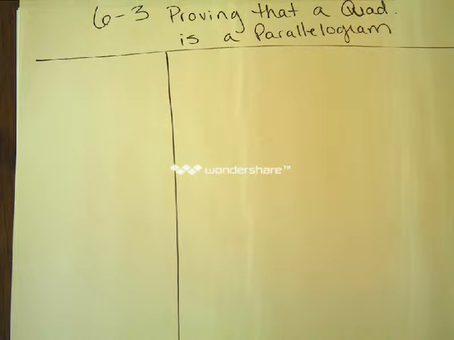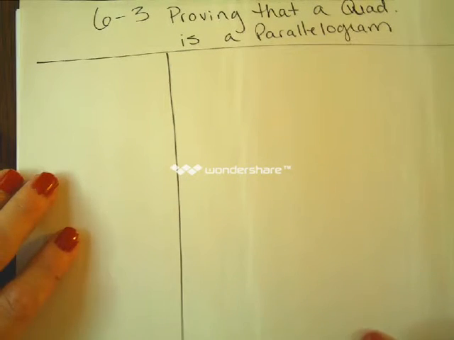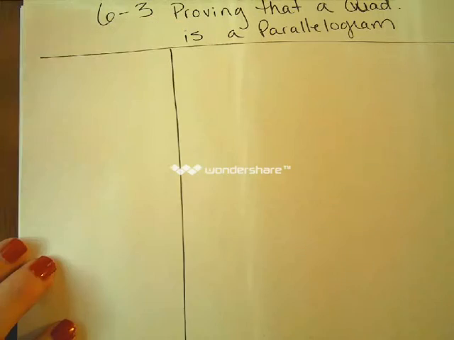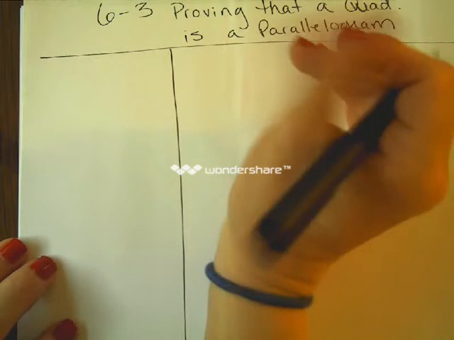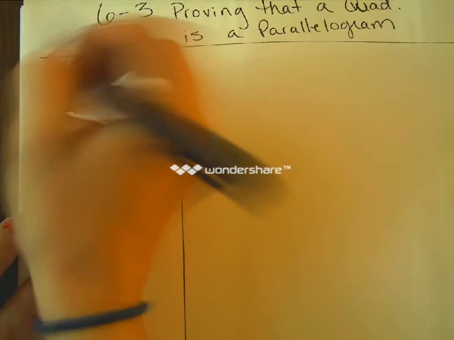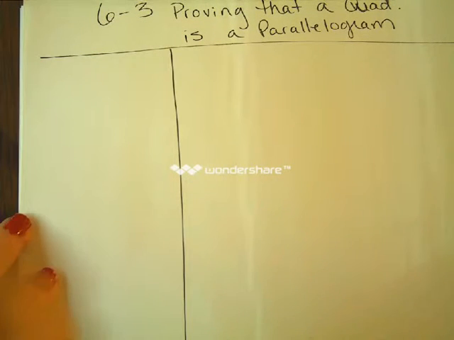Alright, so theorem 6-5 says if both pairs of opposite sides of a quadrilateral are congruent, then the quadrilateral is a parallelogram. I'm trying to prove that. I know I said that really fast, so let me say that again. If both pairs of opposite sides of a quadrilateral are congruent, then the quadrilateral is a parallelogram. This is that theorem that we had yesterday that said the opposites were congruent. We're trying to prove that that means parallelogram.